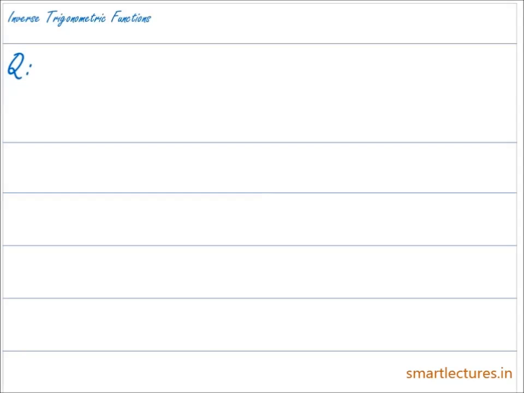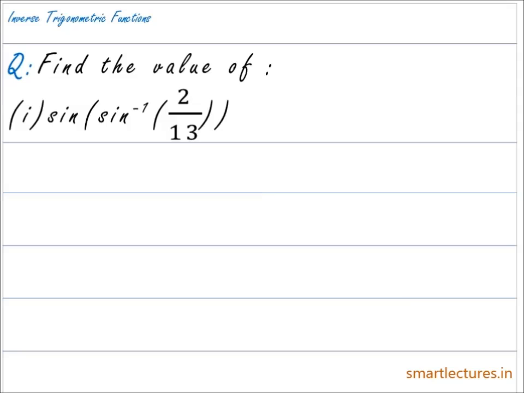So in the last episode, you learned about some important properties of inverse trigonometric functions, and now in this episode, we shall solve some questions based upon those properties. Our first question is, find the value of sine of sine inverse 2 upon 13, and the second part is sine of cos inverse 3 upon 5.